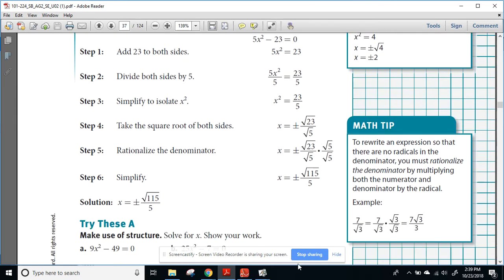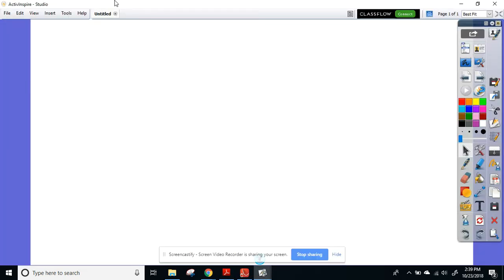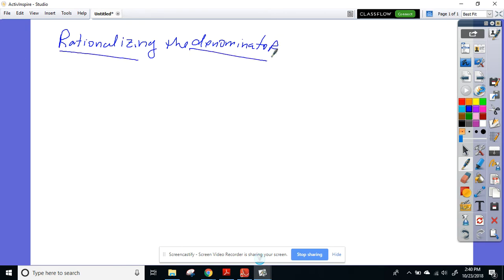So this thing, I'm going to jump over here and use this. The thing that they're doing right here is a process called rationalizing the denominator. Now, knowing these words is not helpful if you don't understand what they mean. Rationalizing means that we're taking a number that's irrational. Okay, this number right here is irrational.